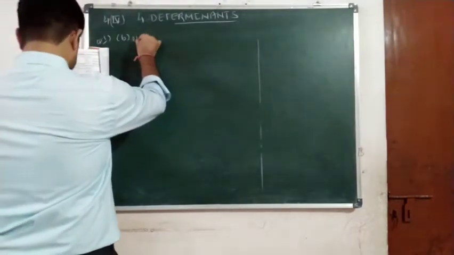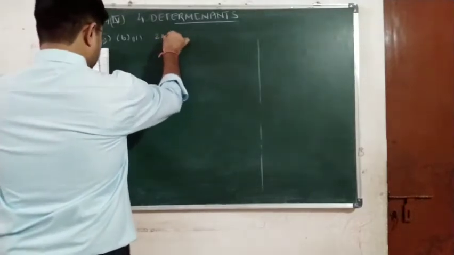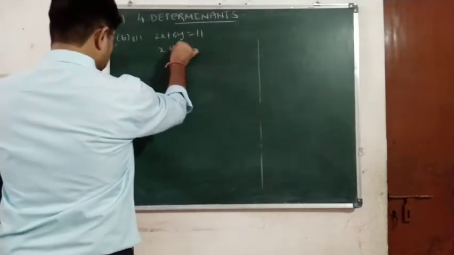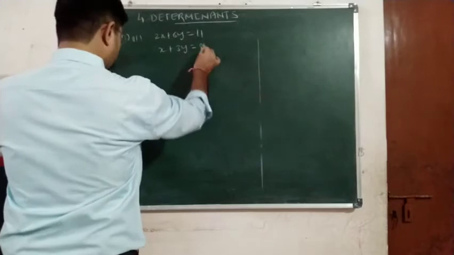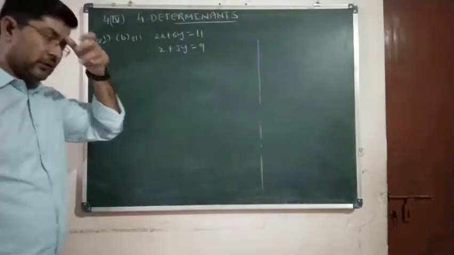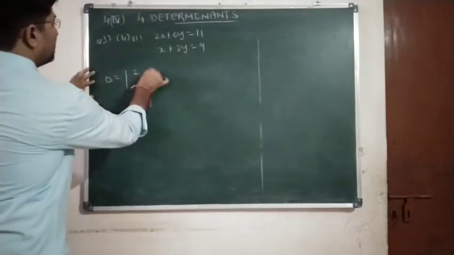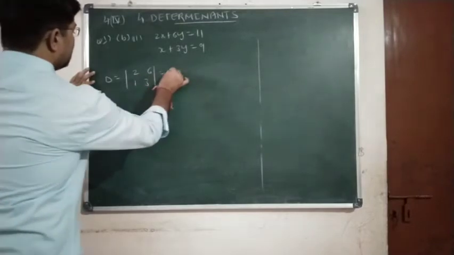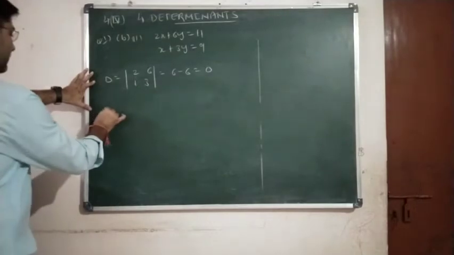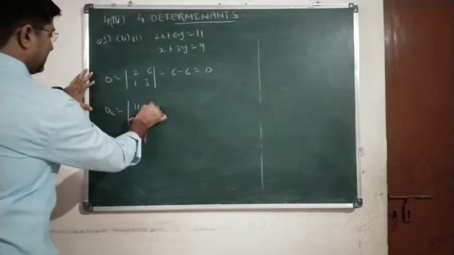Second one. We are given 2x plus 6y is equal to 11 and x plus 3y is equal to 9. You have to show that the system is inconsistent. So let us find out d first. d is equal to 2, 6, 1, 3, which is 6 minus 6, equal to 0. Now we will find out dx. 2 and 1 will be replaced by 11 and 9.